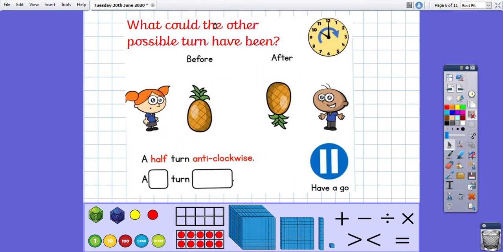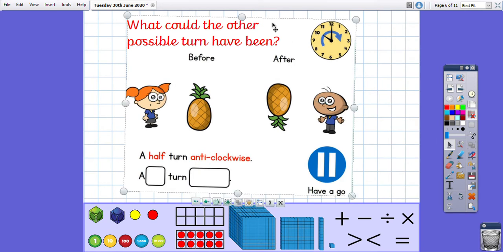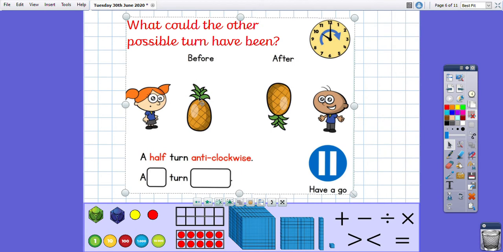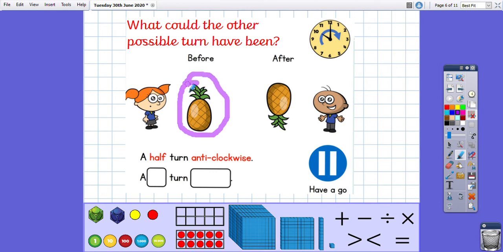What could the other possible turn be? If you watch this pineapple, he needs to end up upside down. So with this bit, my big purple blob now needs to be at the bottom. So we know you could do half a turn anti-clockwise. Let's try it clockwise. Are you ready?